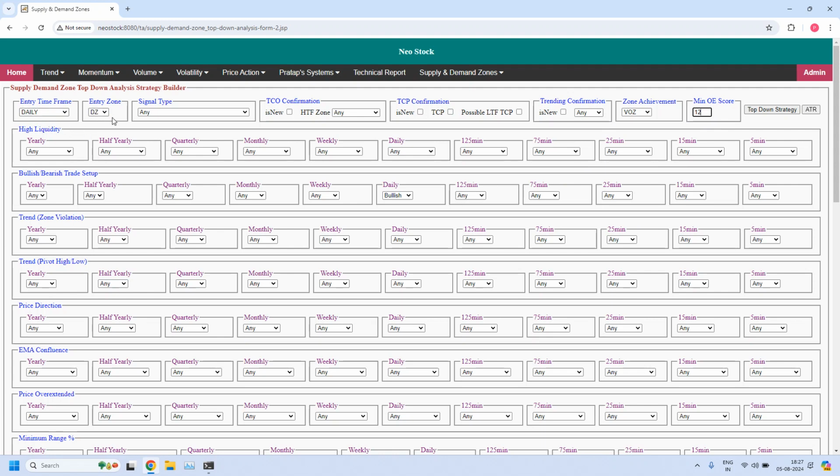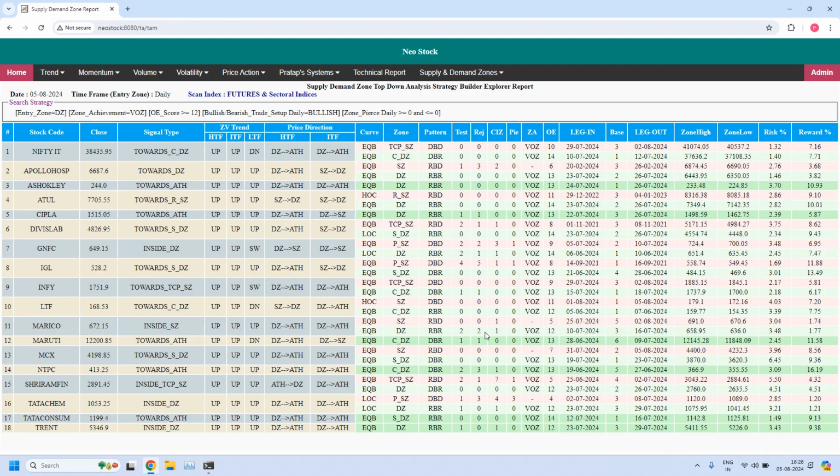Now all the three filters are applied to daily demand zone. Whichever you selected, the filters will be applied. We selected daily demand zone. This is for monthly income trade, bullish trade setup. I am generating the list. Now 18 stocks are filtered. These 18 stocks are having a supporting bullish trade setup for monthly income trade.